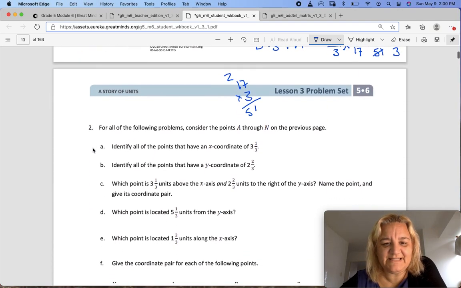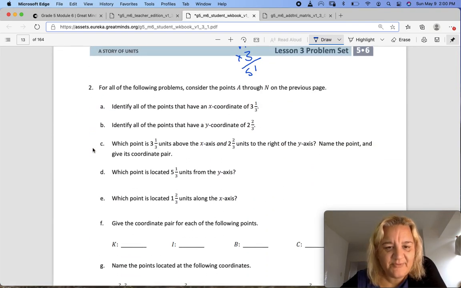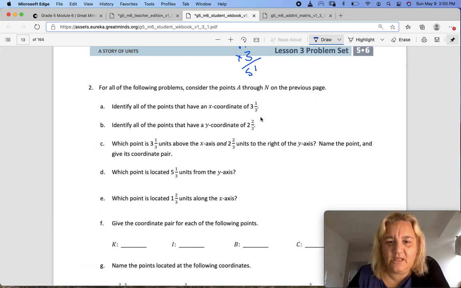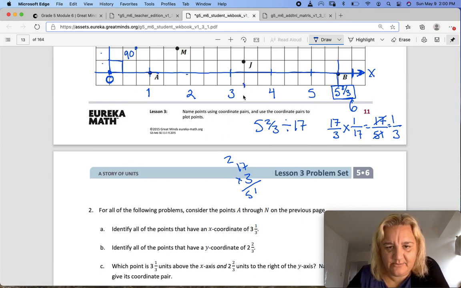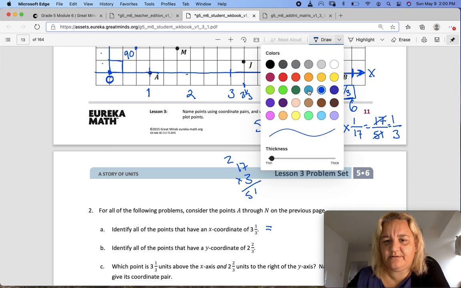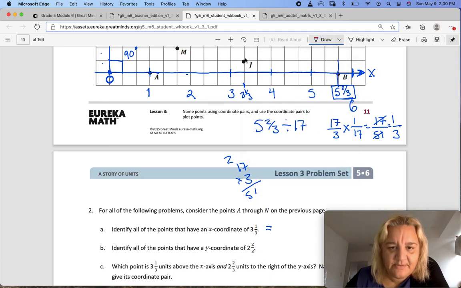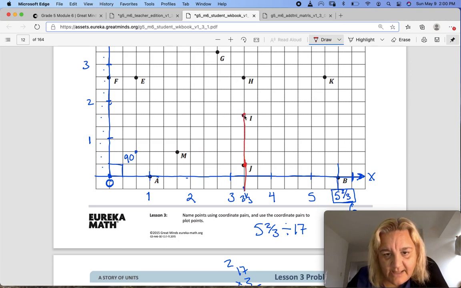Okay. Good. For the following problems, consider the points A through N on the previous page. So we're going to be flipping back and forth. That's okay. Identify all the points that have an x coordinate of 3 and 1/3. X coordinate of 3 and 1/3. So I'm going to find 3 and 1/3, which would be right here. And now I'm going to find all of the points that have an x coordinate of 3 and 1/3. Well, I can see right there that J, you know what, I'm going to switch colors here. Let's try this. So 3 and 1/3, there's J. Let's see if there's any more. Oh. I.